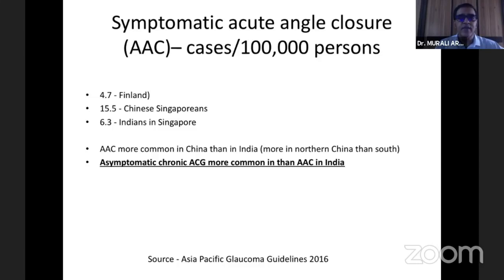And the data which we have, especially among Indian chronic angle closure glaucomas, we do find that asymptomatic angle closure is far more common than the acute attack of angle closure. Whereas acute attacks of angle closure are probably more common in the Chinese population, northern China, than in southern parts and other parts of the world. Also more common in Chinese Singaporeans and among people in Finland and so on. So acute angle closure is not so much of a problem as asymptomatic, silent chronic angle closure disease.